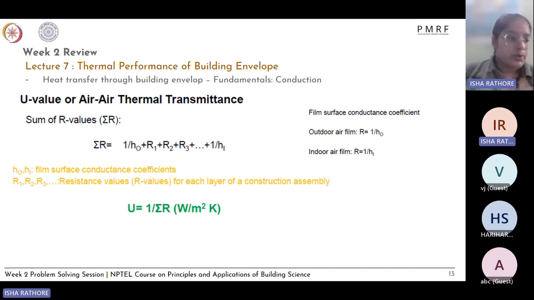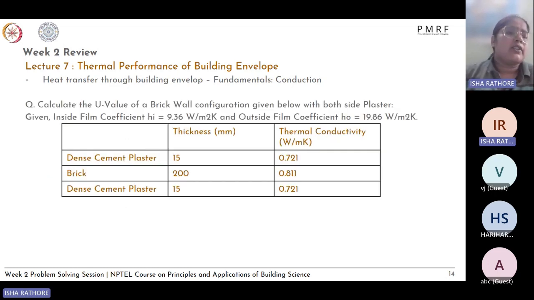So next we look up at an equation which looks up at how to derive the U value for the building wall assembly. So we have the question, we have three layers. Calculate the U value of a brick wall configuration given below with both side plasters. So we have brick 200 mm. Then we have dense cement concrete 15 mm on both the sides. So a total of 230 mm brick wall we have, which is plastered on both the sides. And we are given the inside film coefficient Hi as 9.36 watt per meter square Kelvin. And we are given the outside film coefficient H naught as 19.86 watt per meter square Kelvin.